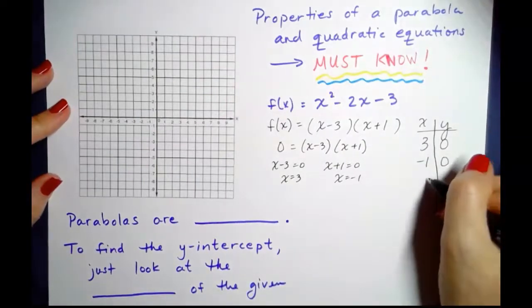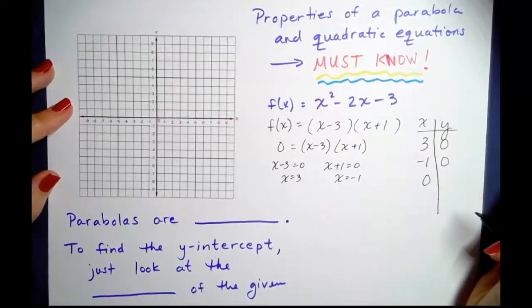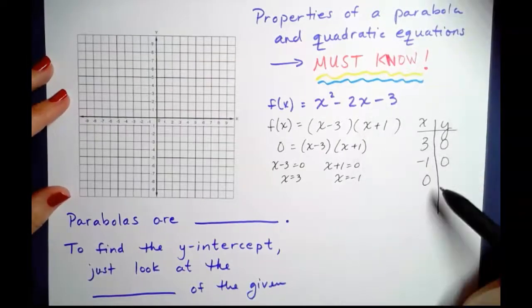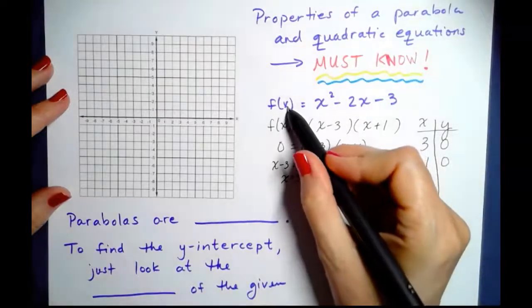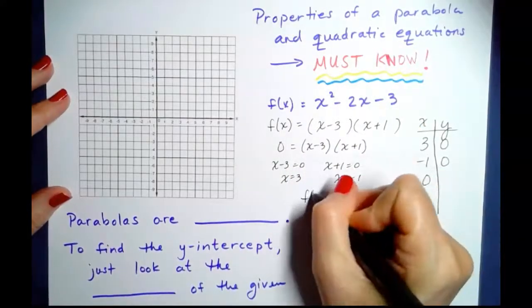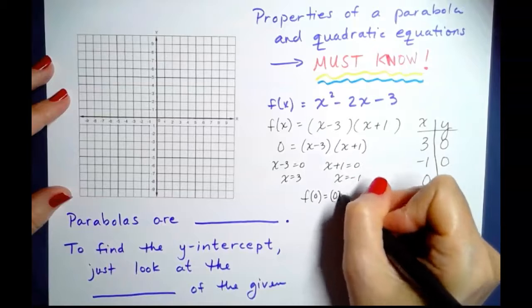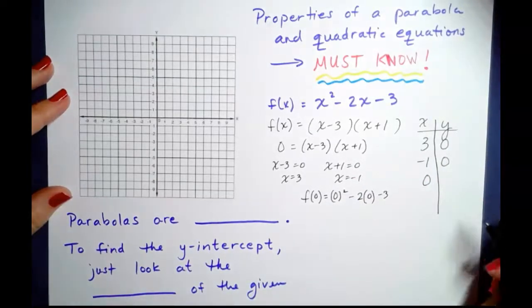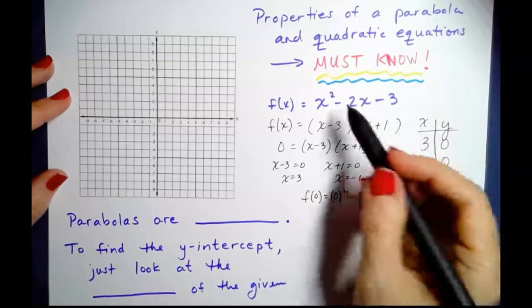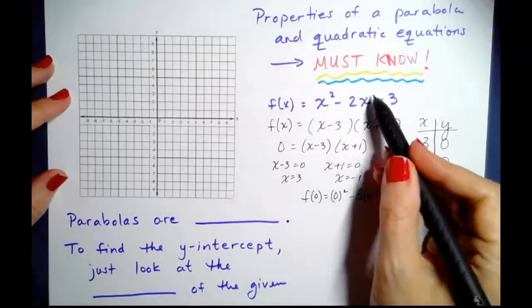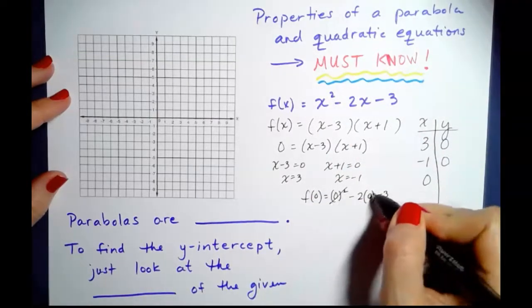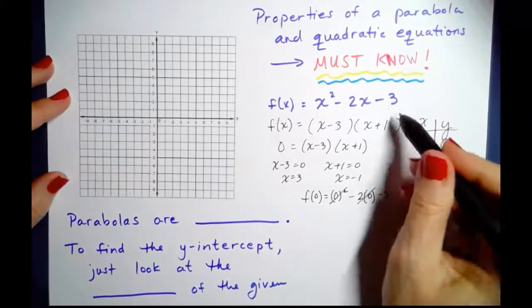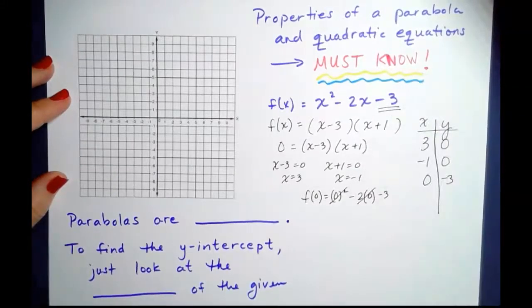Now, let's also find our y-intercept because that's a very easy point to find. Remember, to get to the y-intercept, we let x be 0. So f of 0 will be 0 squared minus 2 times 0 minus 3. When we plug in that 0, it's going to cancel out any term that has an x from the original given function. And all that's going to be left is our constant, negative 3.